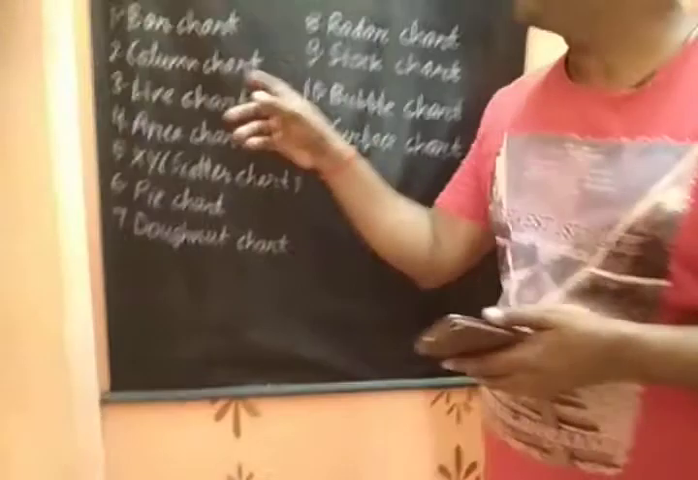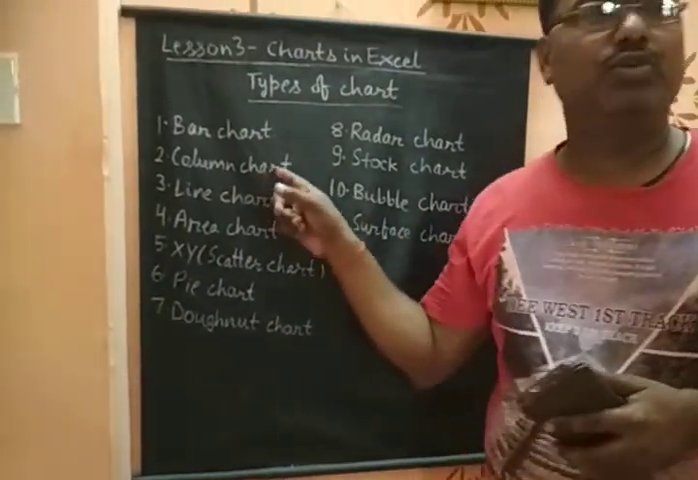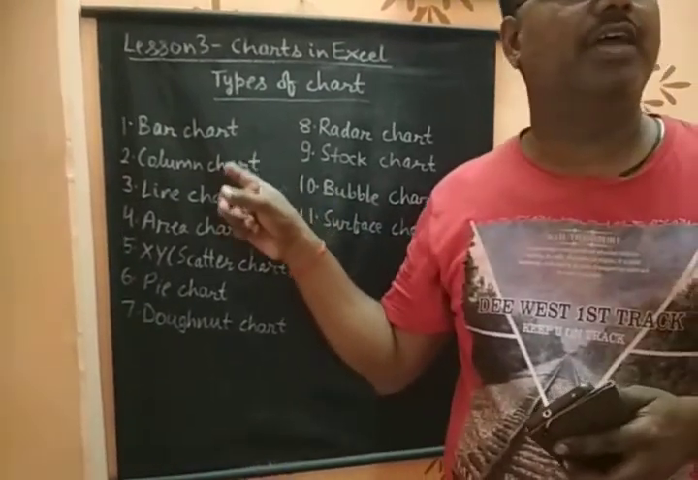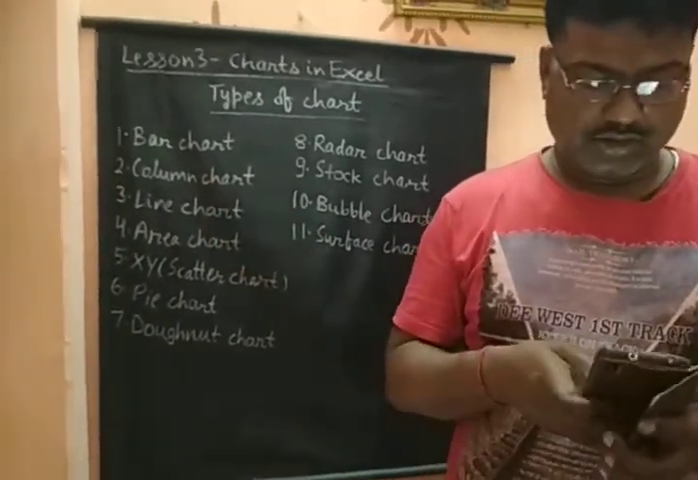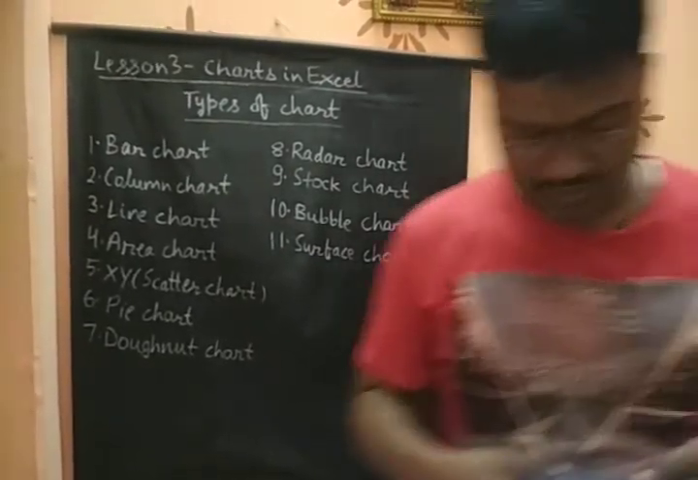Next हमारा आपका column chart है. तो column chart is the most popular chart in the Excel. It is the default chart type in the MS Excel. Now we see the figure of column chart. So this is the diagram of column chart.